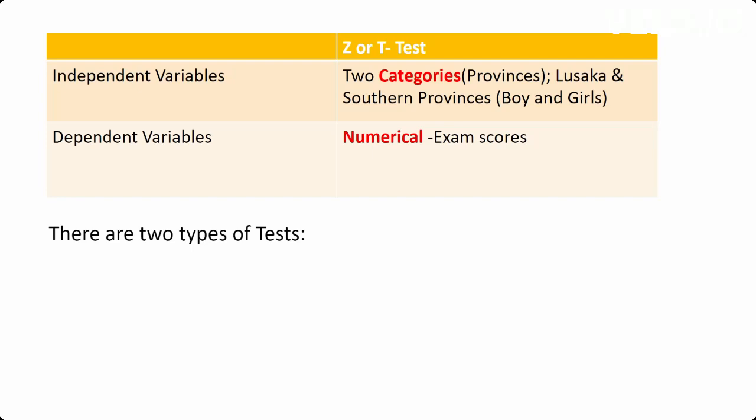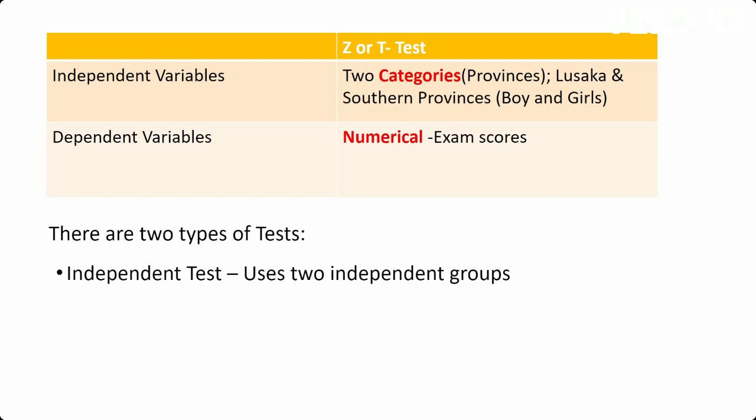So the two types of test under T test or Z test are the independent test, where you use two independent groups for your sample. You don't use the same group, you should use two independent groups for your sample to test results. In our case, we have boys, for example, they're independent from girls, of course. You have got a different line of data scores for boys. You can also have a different line of data scores for girls.